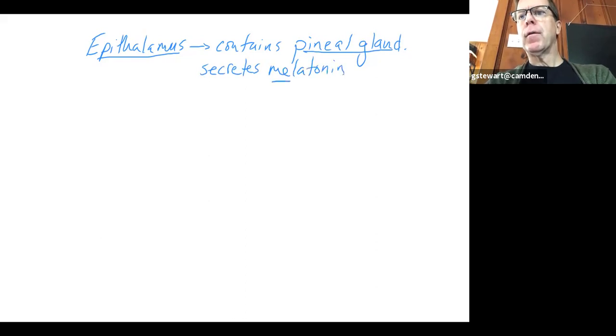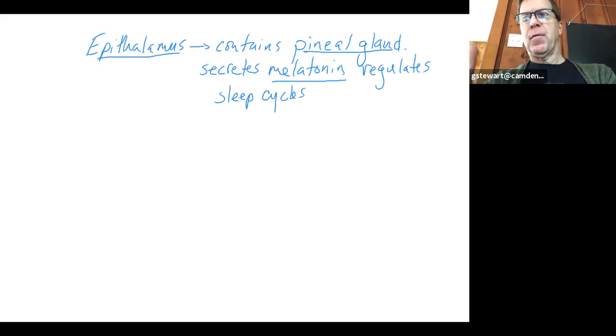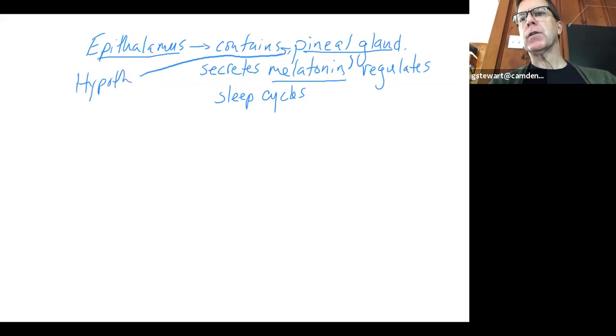That's a hormone that helps regulate our sleep cycles, our diurnal cycles, when we're tired and when we're not tired. The hypothalamus actually controls the pineal gland. So the hypothalamus is the monitor of when it's light out and when it's dark out. And then it controls the pineal gland to secrete this hormone, which then actually makes us tired. All right, that's it on the epithalamus.